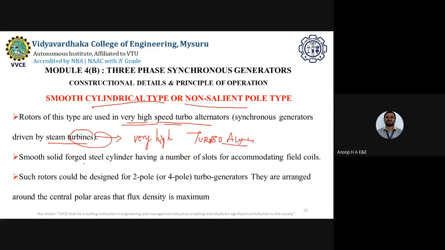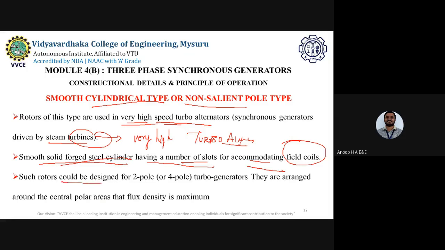The construction is entirely done by a solid forged steel cylinder, having a number of slots for accommodating the field coils. Along with the field arrangement, you need to accommodate the field coils. Once we go through the figure, you will come to know how the forged steel cylinder has a number of slots responsible for accommodating the field coils.